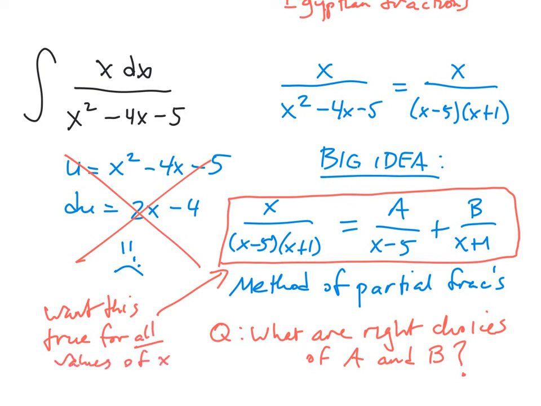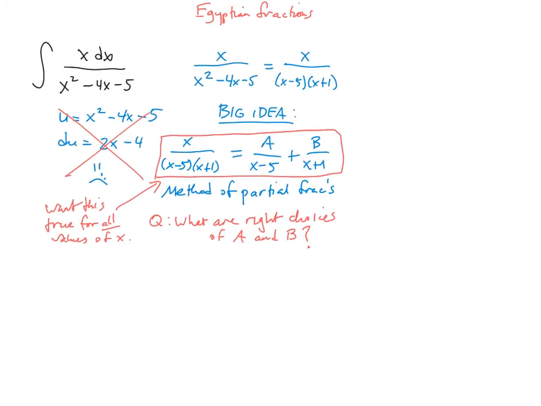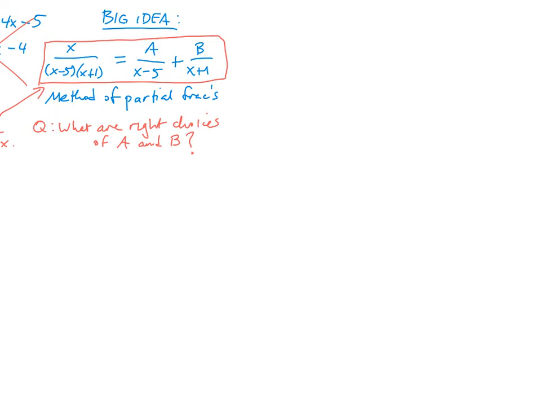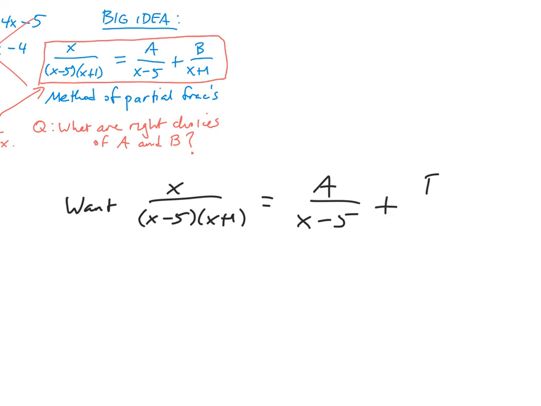All right, so I'm going to zoom out a bit, just put that over here, and then we're going to try and figure out what the appropriate values of a and b are. Okay, so we want x over (x minus 5)(x plus 1) to always be equal to a over x minus 5 plus b over x plus 1.